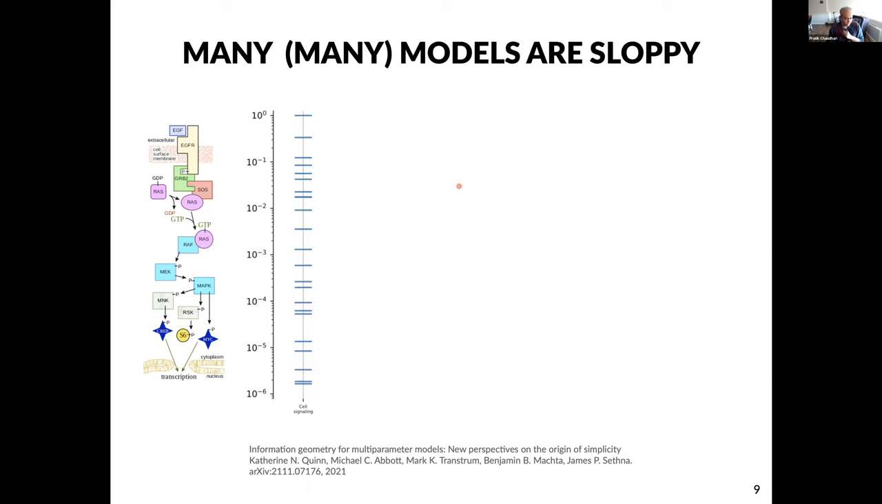Okay, so everything that I said doesn't seem to be very specific about neural networks or the specific vision datasets. Many models in nature are also sloppy. So I'll give you an example of this. I think most of you know this better than I do.